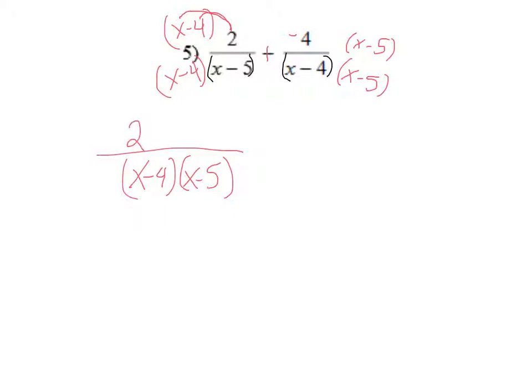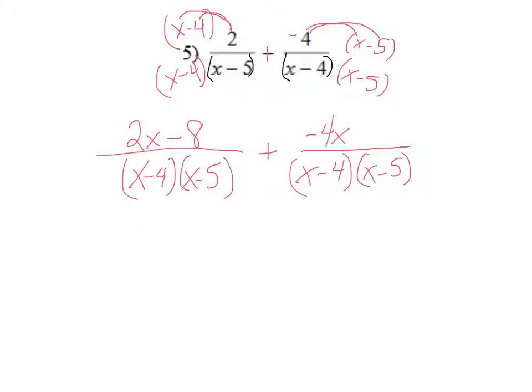So you'll have a 2x minus 8 plus, and then we do it again on the right side, still have that same common denominator of x minus 4, x minus 5, and on the top I'm going to be distributing a negative 4. So I'll end up with a negative 4x plus 20. Once I've done that and I have that common denominator, it's time to merge these together. So I end up with an x minus 4 with an x minus 5.